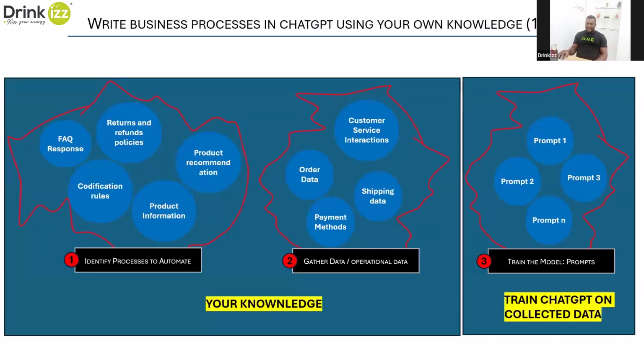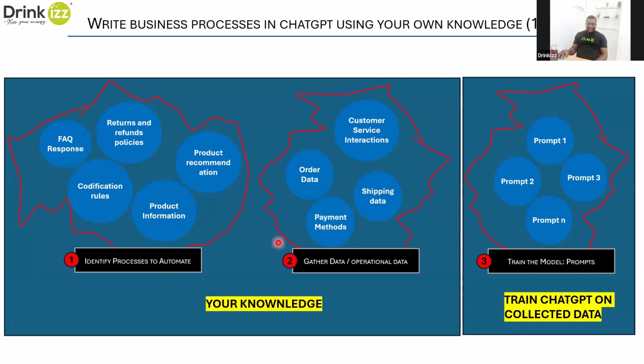Now let's see how ChatGPT can help you write business processes and make your work easier. We should consider that there are many steps you need to consider. First, you need to find which process to automate. It can be customer service integration, FAQ response, or product information. So here you identify which process you need to automate.